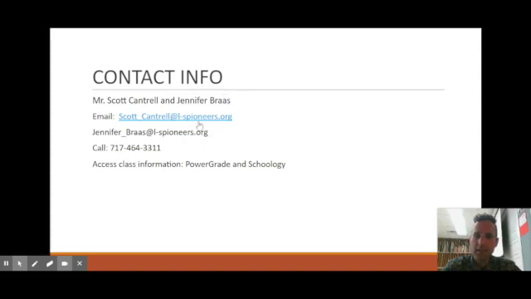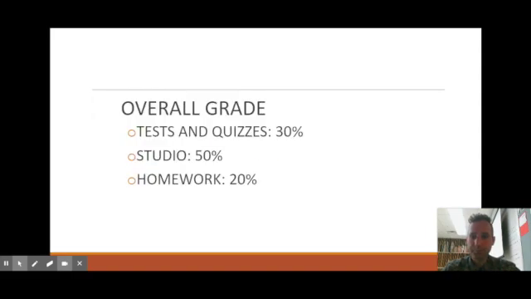You can contact us at l-spioneers.org with our name _ in front of it. You can also give the school a call at 717-464-3311, and we'll get back to you if you can't talk to us immediately. You can always email us or also message us on Schoology. PowerGrade and Schoology is where you can access the information for us. Those are synced for this class, so they should be accurate and the same throughout the semester.